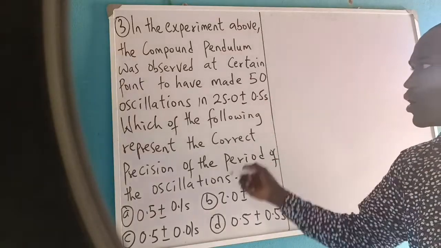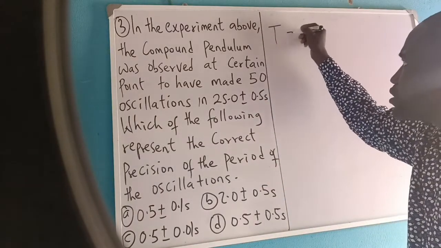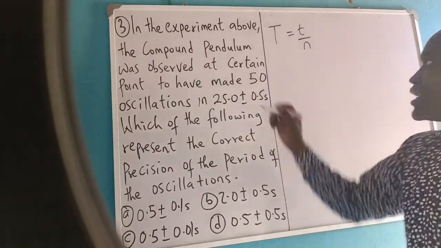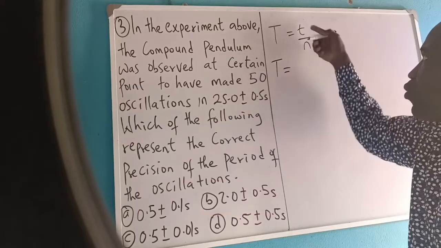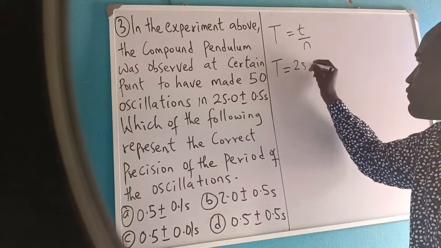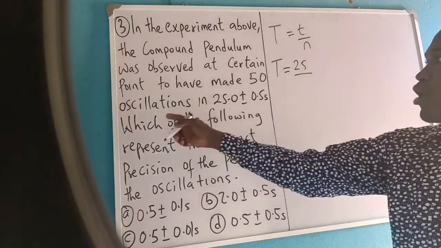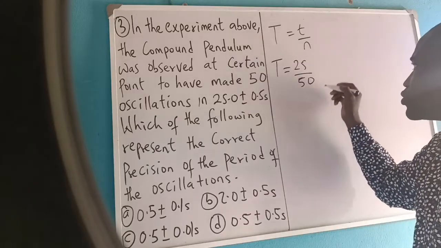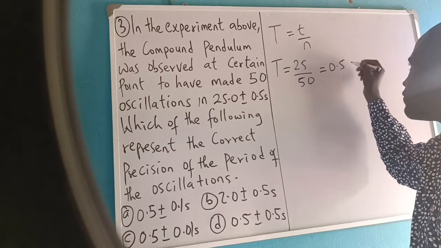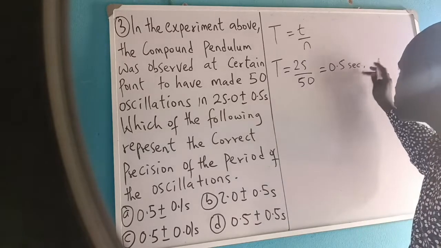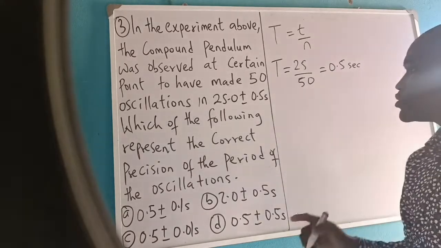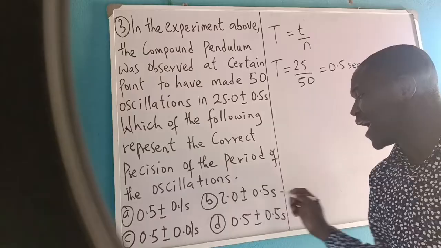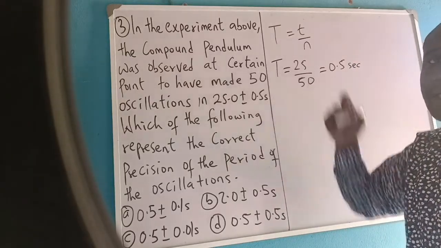For you to solve this well, ask yourself, what is the meaning of period? The time it takes to complete one oscillation. That means the period I have here is, what is the time given to me? 25, over what is the number of oscillations completed? 50. 25 over 50 will give me 0.5 seconds. Okay, that is your period. But this plus and minus you are seeing here is trying to tell you the error encountered for you to get this period.